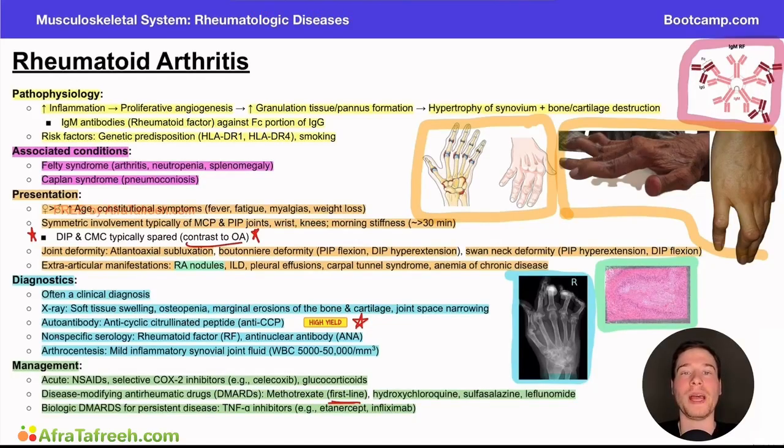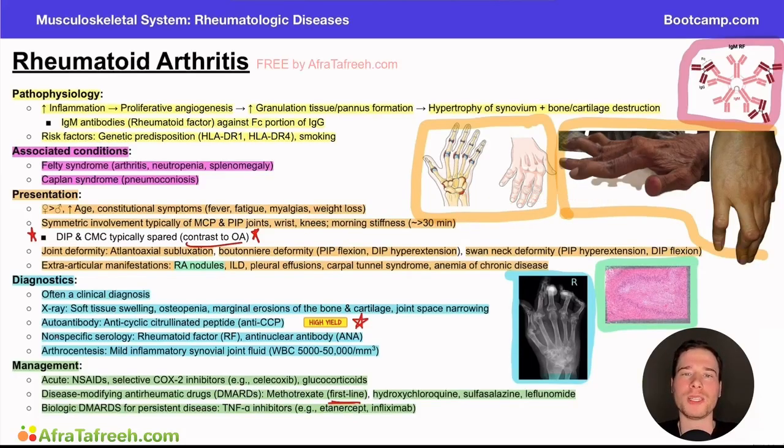The lab studies show an elevated CRP inflammatory marker, but a negative rheumatoid factor. The question then asks you what's the most likely diagnosis. It can give you osteoarthritis, rheumatoid arthritis, polymyositis, fibromyalgia, or a lot of similar conditions, right? The key here is that this patient still most likely has rheumatoid arthritis.